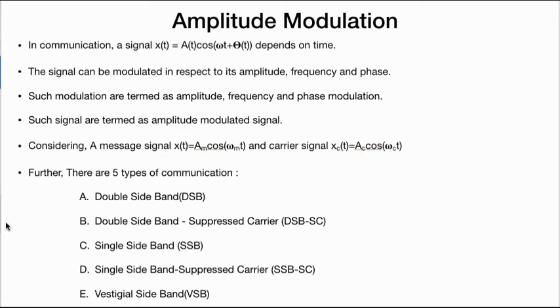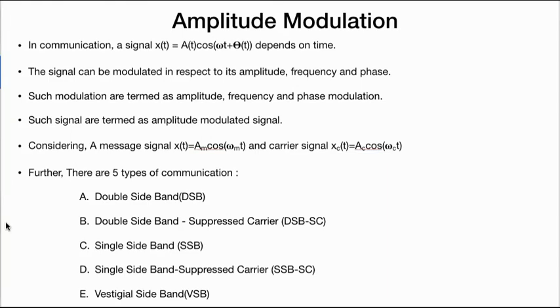What is amplitude modulation? Now, in communication, there are three types of variation that help in modulation. That means modulating a signal so that it can carry information. In communication, a signal x of t is equal to A of t cos(omega t plus theta t), where t is the time reference.